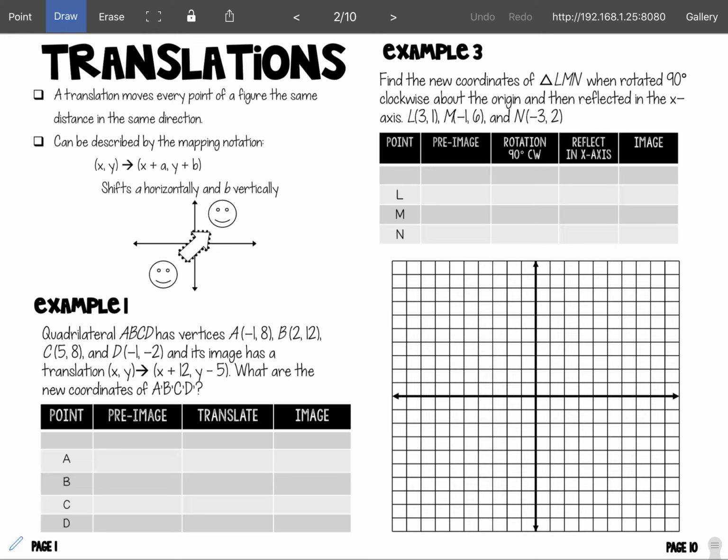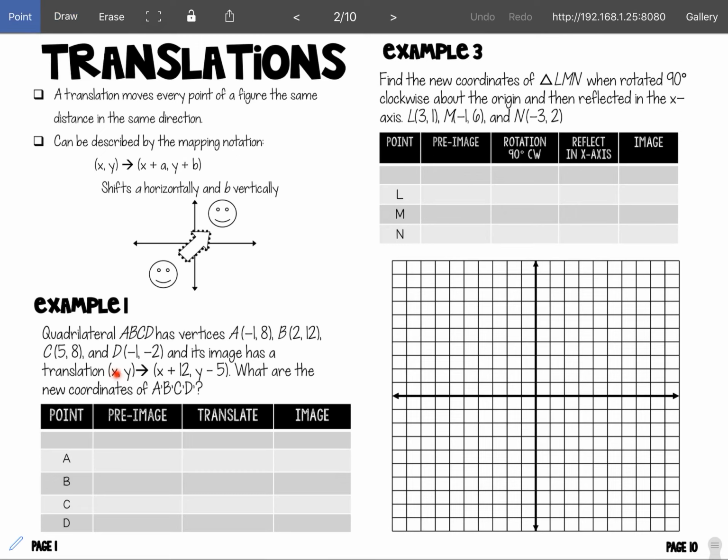So let's try one of these. I guess we'll just try example 3. I think we can do the whole thing in one. No, that's a rotation, so we can't do that one yet. All right, so we'll do example 1. So if you look at example 1, again, this is just going to be a slide.